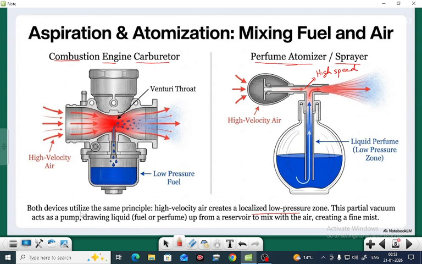Both devices utilize the same principle. High velocity air creates a localized low pressure zone. This partial vacuum acts as a pump, drawing liquid, fuel or perfume up from a reservoir to mix with the air, creating a fine mist. This is the principle for the atomizer or combustion engine carburetor.